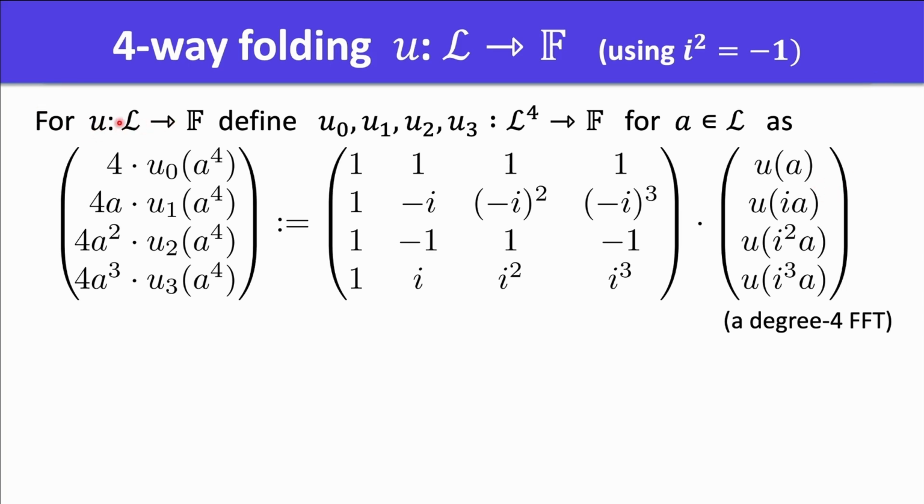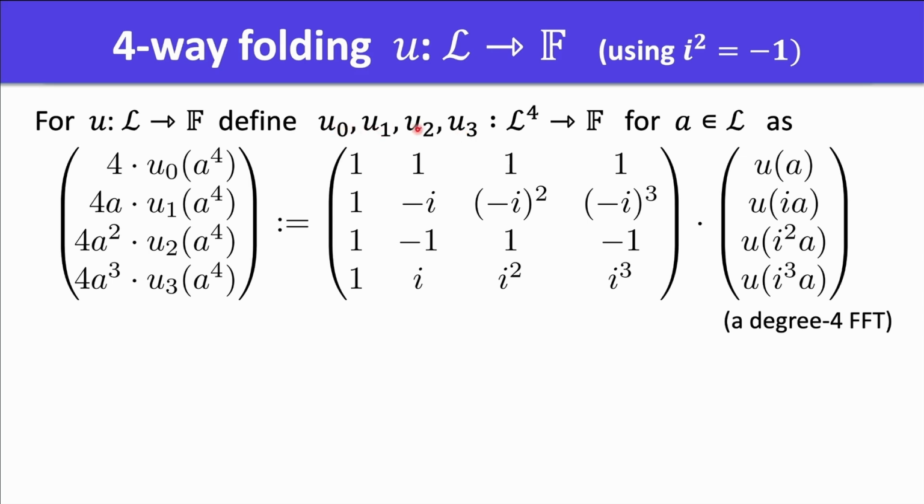We are given a function u from L to F, and we're going to define its folding by defining 4 auxiliary functions, u0, u1, u2, u3. u0 basically will fish out all the monomials whose degree is divisible by 4. u1 will fish out all the monomials whose degree is 1 mod 4. u2 will be monomials whose degree is 2 mod 4, and so on and so forth.